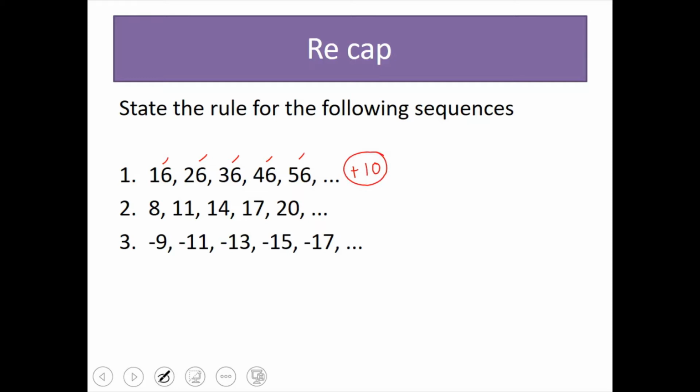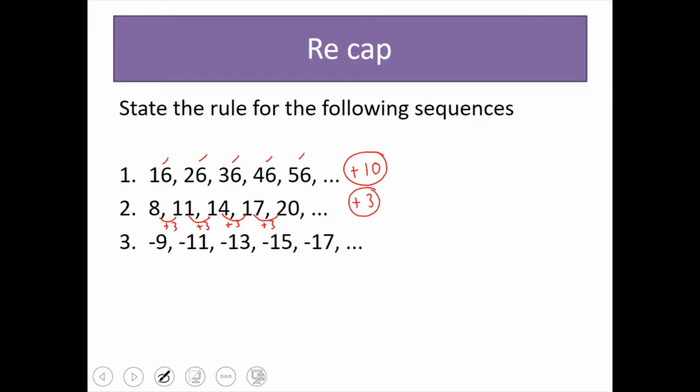For the second question, we've got 8, 11, 14, 17, and 20. And I know if you add 3 every time, 8 plus 3 is 11, 11 plus 3 is 14, 14 plus 3 is 17, 17 plus 3 is 20. So again, we can quite easily say the rule is positive 3, plus 3.